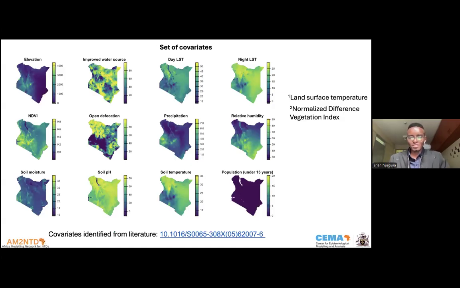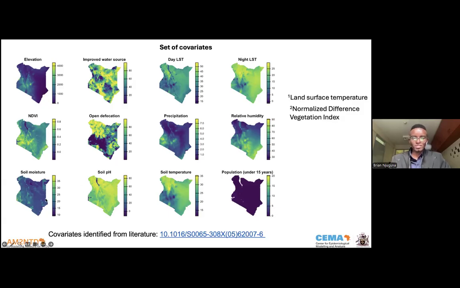So just as we model in other areas, it's always good to include some covariates, which help us not just in explaining the spatial aspect of our prevalence, but also to help us understand the drivers of this STH distribution in the country. So we obtained a set of covariates, of course, from literature. These covariates have been shown to have a relationship with the STH infections.